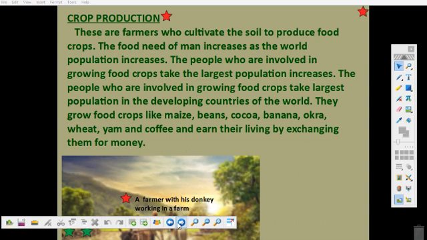The people who are involved in growing food crops take the largest population in developing countries of the world, like Nigeria. They grow crops like maize, beans, cocoa, banana, okra, wheat, yam, and coffee, and earn their living by selling them for money. You can see a picture of farmers working in their farm.